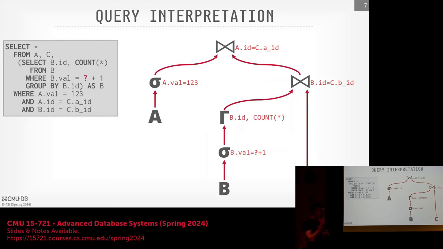So if you do a really simple example like this, assume again we're doing the Volcano model, we have a three-way join on tables A, B, and C, and you see roughly the query plan like this.